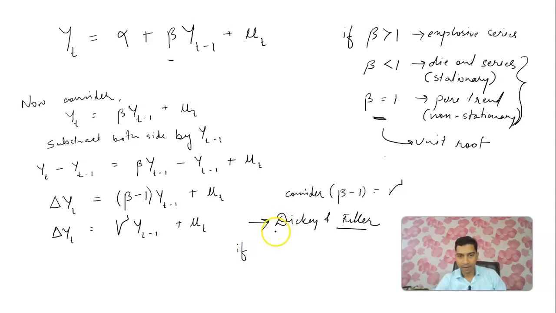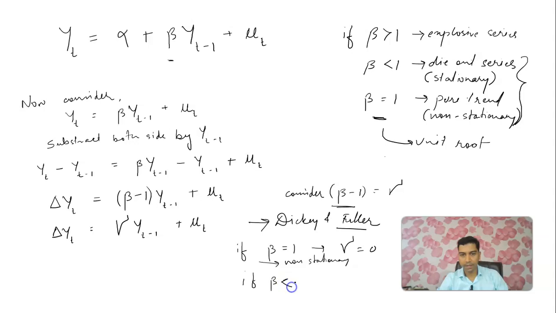And that simply means, let's say beta, look at this equation. If beta is equal to 1, the series is unit root and gamma will be 0, and for this, what will happen? The series will be non-stationary.